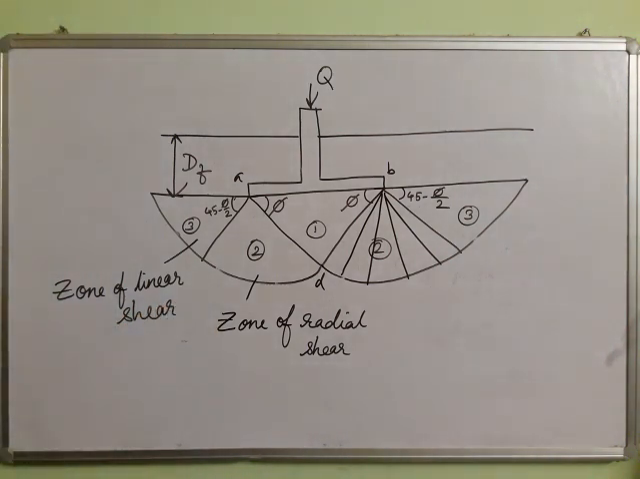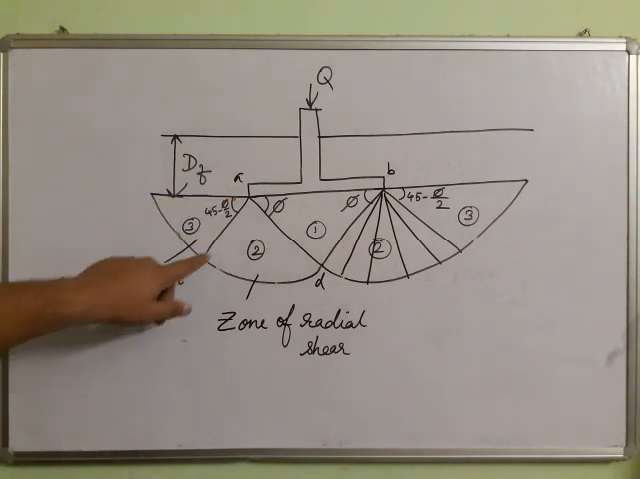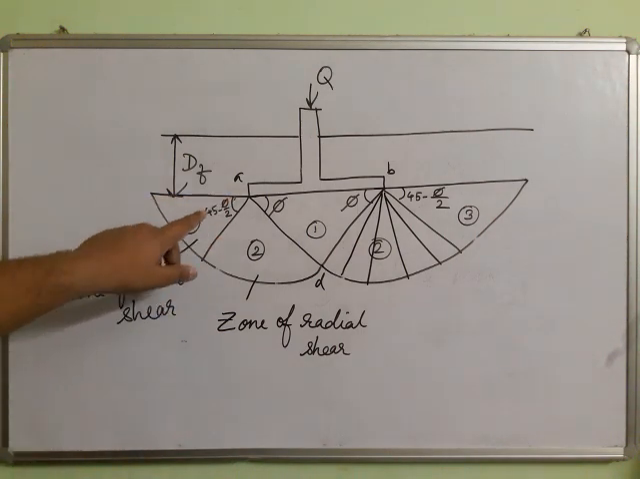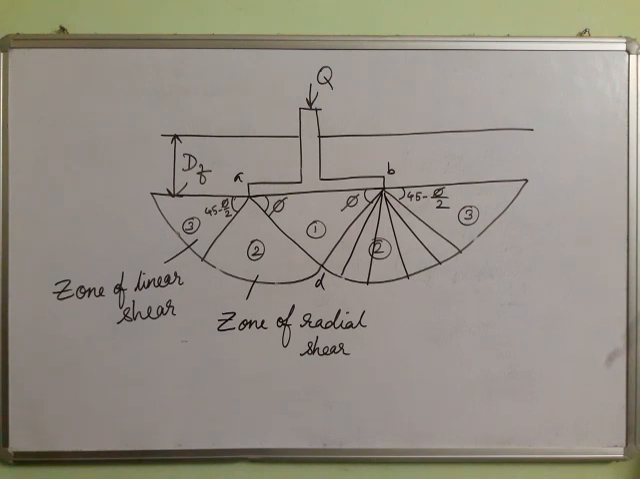Okay, and this angle of failure in this zone 3 will be 45 degrees minus phi by 2. What is phi? Phi is the angle of internal friction. Okay, you can write all these things. So phi is the angle of internal friction.